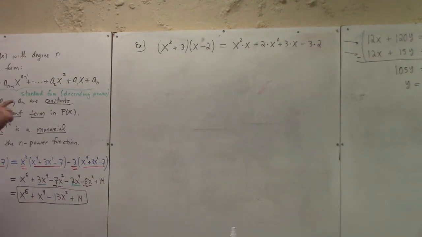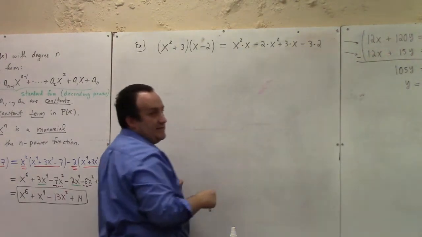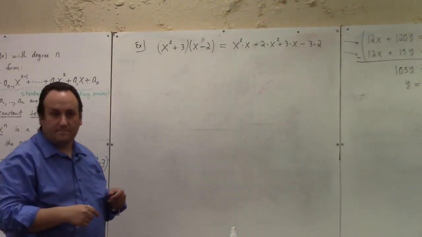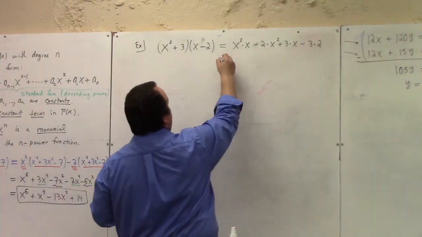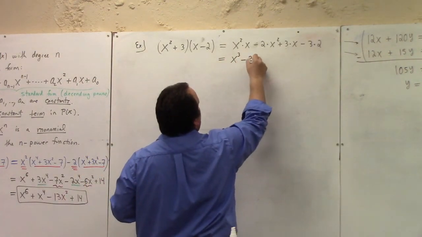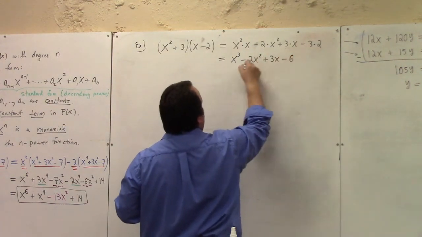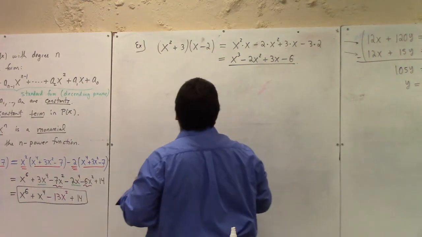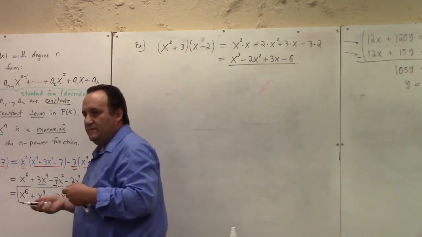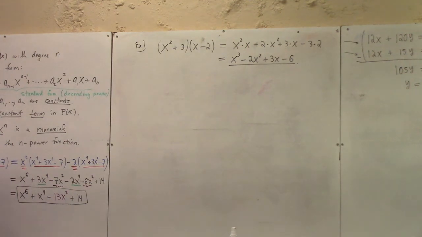Over here, I multiplied 2 things by 2 things. I had 1, 2, 3, 4 things. That gives me hope that I haven't missed something. And anyway, we got x cubed minus 2x squared plus 3x minus 6. Hey, guess what? This one, when we multiplied, we didn't have to do any collecting, because all of the different multiplications have different powers, so it's already in standard form.